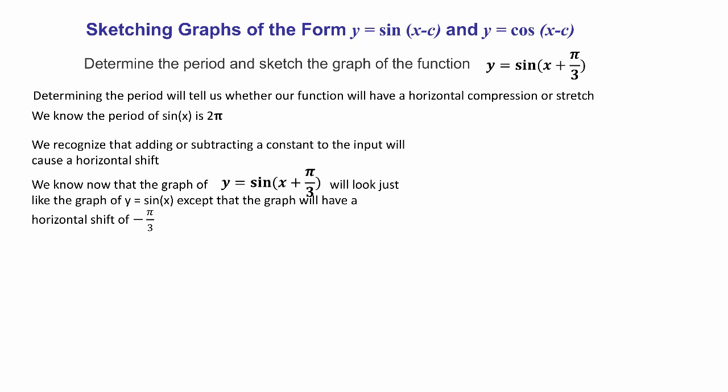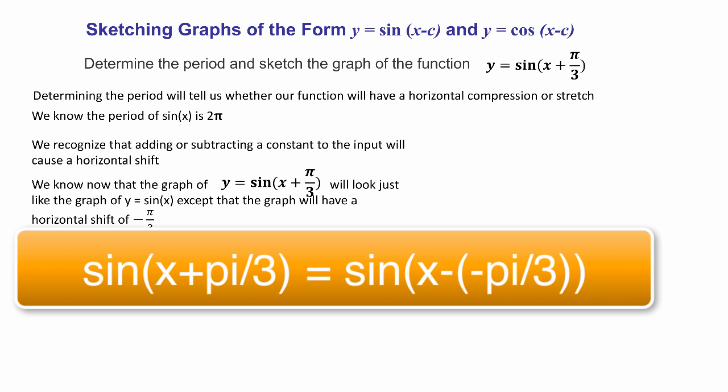Now, how did we come up with negative? Well, compare the form. The form is sine of x minus c, and our example has x plus pi over 3. Well, how do you get a minus out of a plus? Well, if we write it like this, sine of x plus pi over 3 is the same thing as the sine of x minus a negative pi over 3. Now you can more clearly see what that shift is. It is a negative pi over 3.